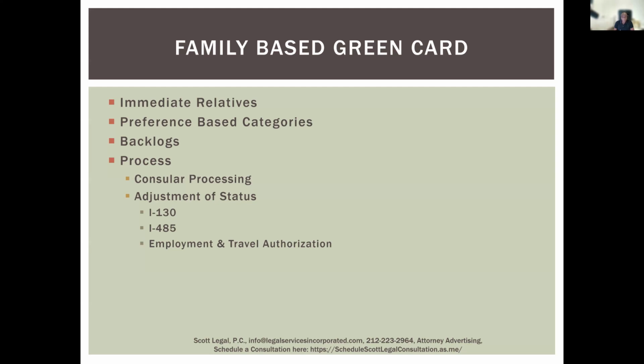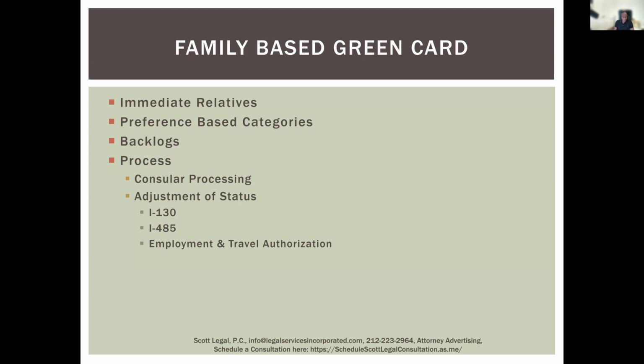But the benefit of filing the I-485 is that you're able to file for travel authorization and work authorization. So once the travel authorization and the work authorization have been approved, you're really going to have all the benefits, or most of the benefits, of having the green card.